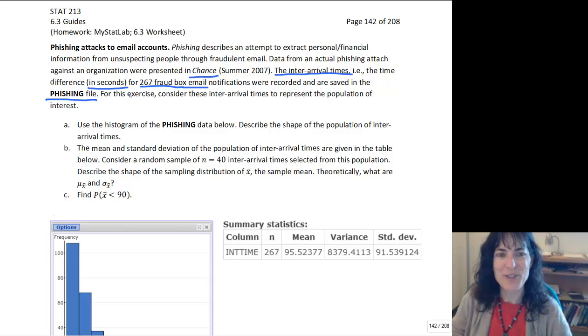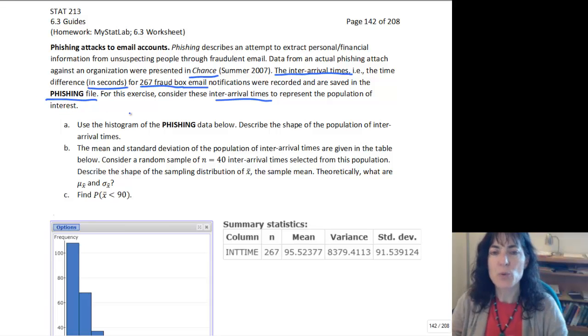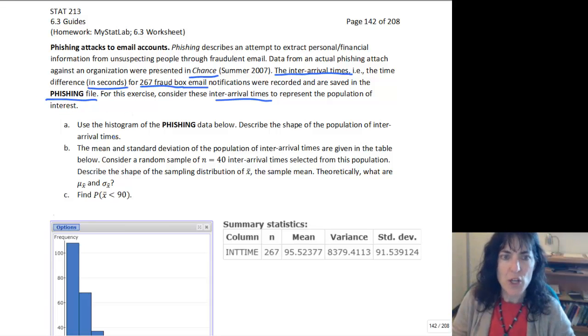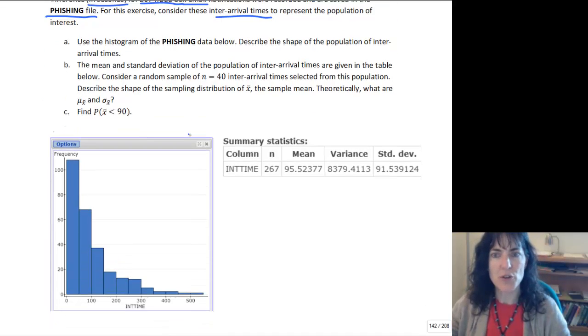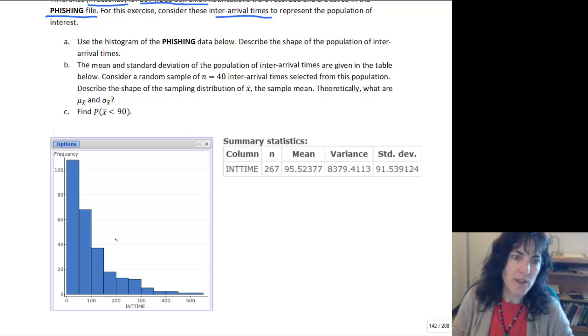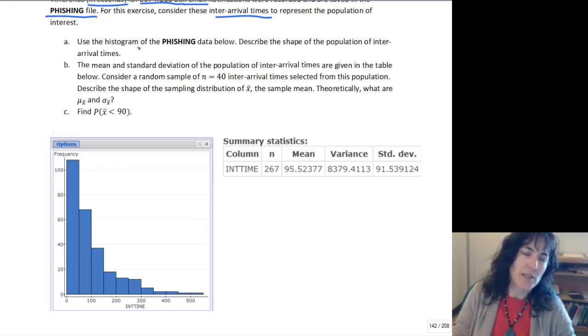You can go look at it if you're interested. For this exercise, consider these inter-arrival times to represent the population of interest. So we're just thinking about that as our population. Use the histogram of the phishing data below. Describe the population of the inter-arrival times. So if I'm looking at this histogram, it looks like it is skewed right, because the tail is to the right.